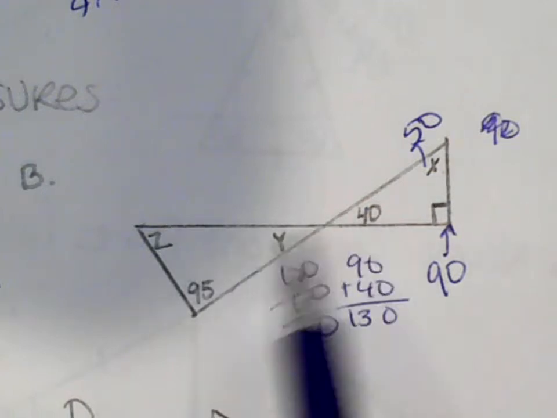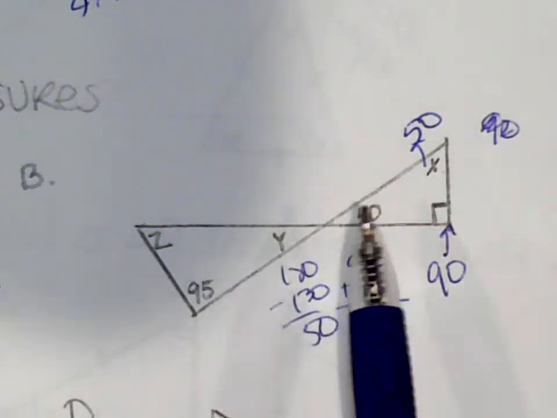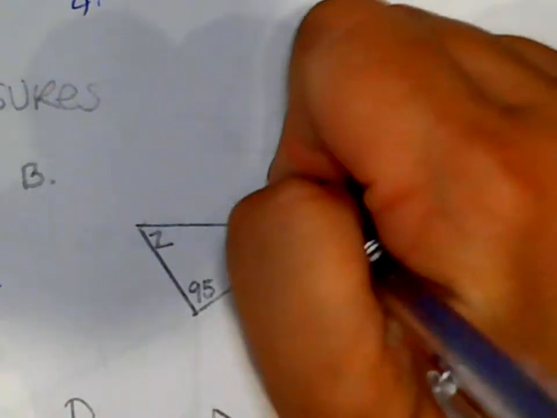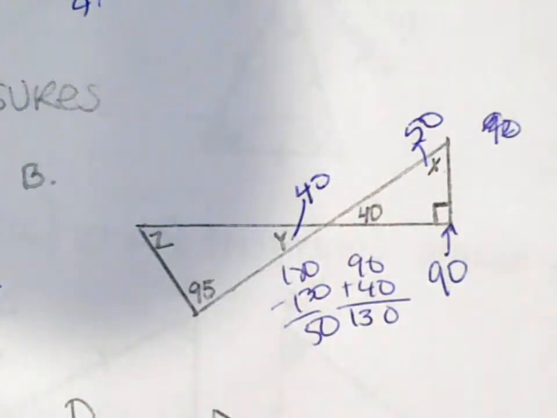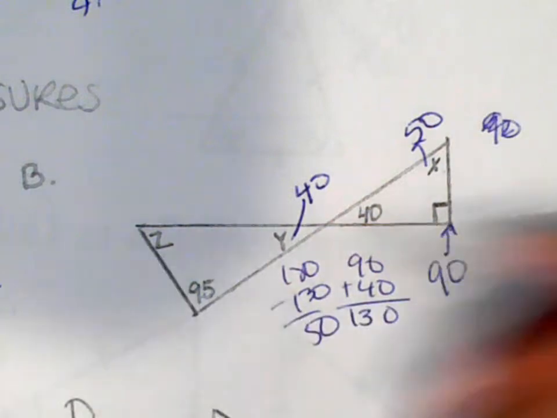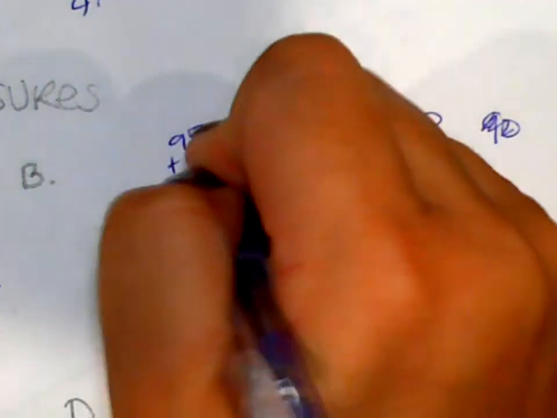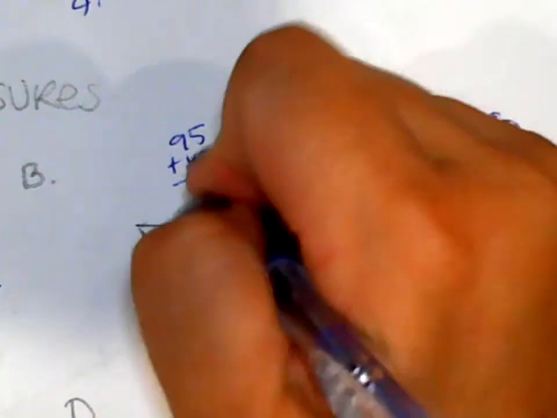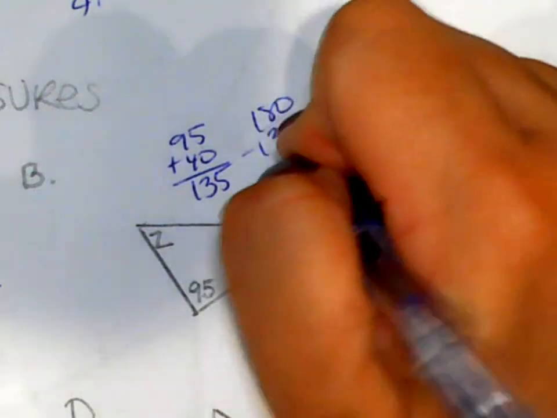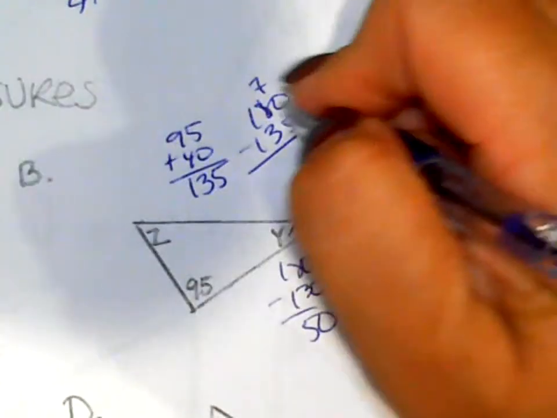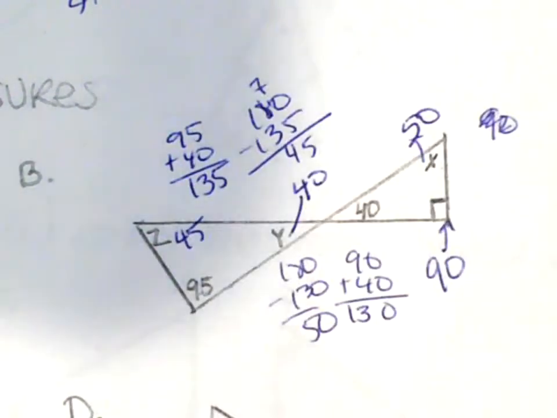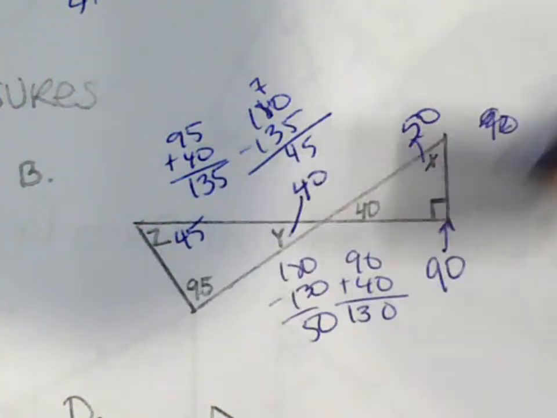All right, this is where things get a little complicated. And I put this in here so that you guys can see what we're going to do with this. These are vertical angles. So this guy right here is 40 degrees also. And now I have 95, 40, and this guy right here. So 95 plus 40 is going to get me 135. I'm going to subtract that from 180, and I'm going to get 45. So Z is 45. For these, you're just adding them all up to equal 180.